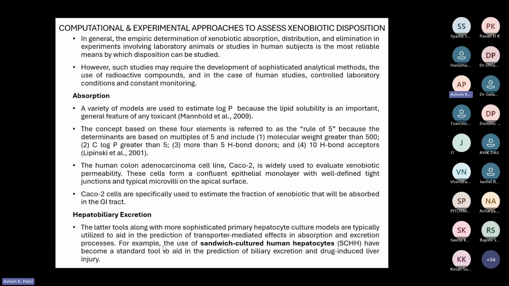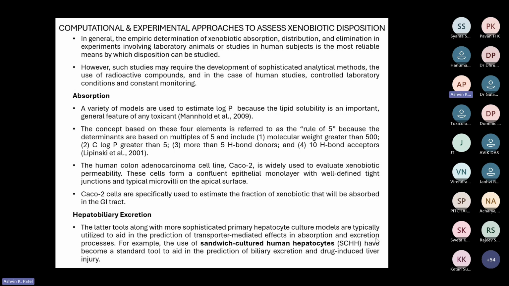A computational and experimental approach to assess xenobiotic distribution. In general, empirical determination of xenobiotic absorption, distribution, and elimination, through experiments in laboratory animals or studies in human subjects, is most reliable. However, with the development of sophisticated analytical methods, computational models have been developed. For absorption, a variety of models are used to estimate the log P value, because lipid solubility is an important general feature of any toxicant.